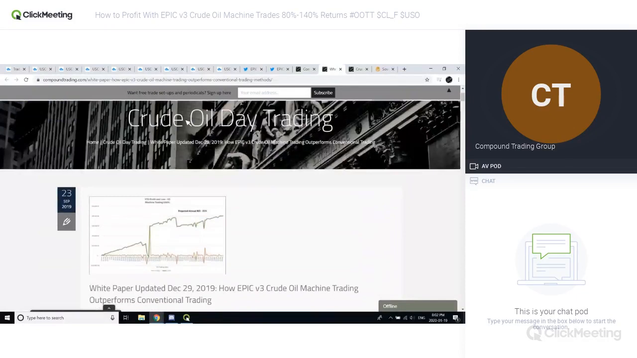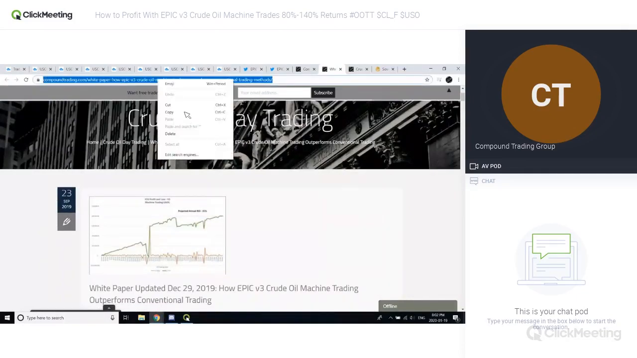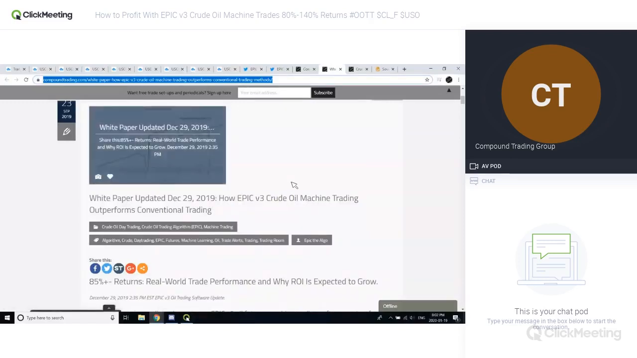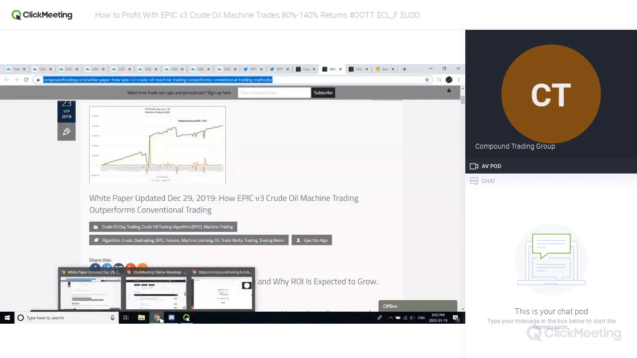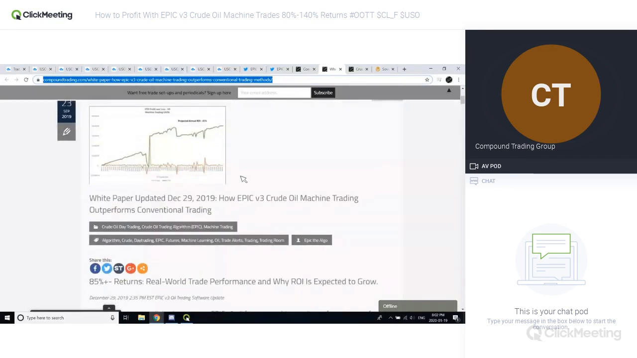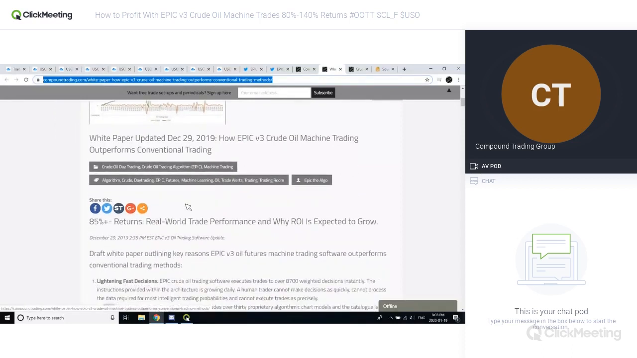So the document that we're going to be using as an outline is the most recent update to the white paper, and that's the December 29th, 2019 update. If you don't have it, just Google EPIC Oil Algorithm White Paper and it'll come up right away. It was provided as a link to your attendance, but anytime you want the update, you just Google EPIC, the Oil Algorithm White Paper, and you'll find it right away.